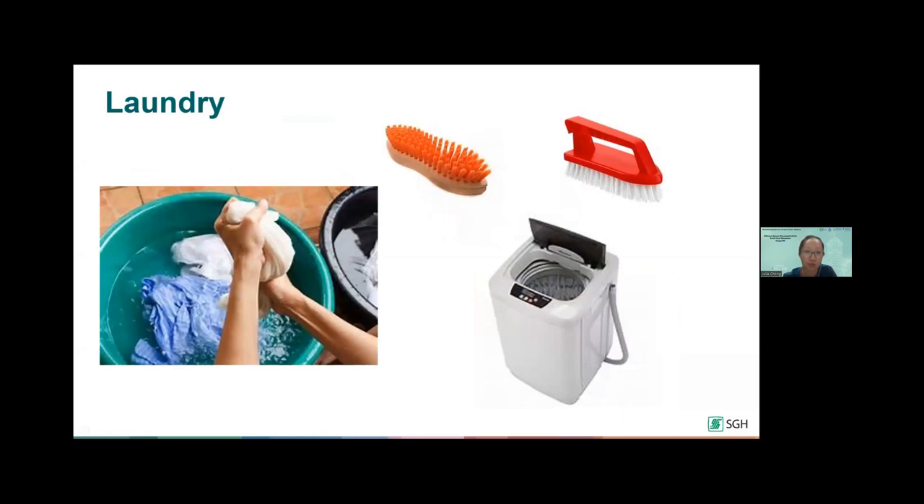So the other thing is doing laundry. As much as possible, we try to make use of washing machines, because if you have to hand wash the clothes, that is equivalent to wringing cloth many times. So things like a washing machine, and even if certain clothes need a brush, there's actually two brushes that you see in the picture.